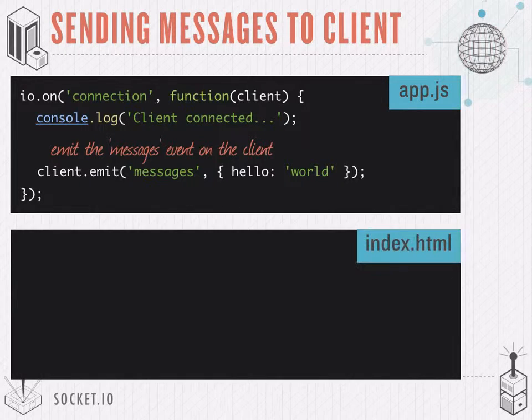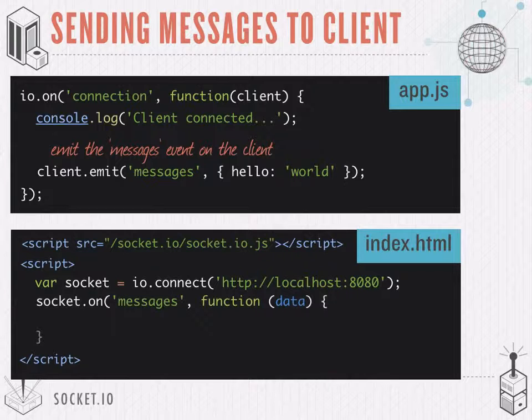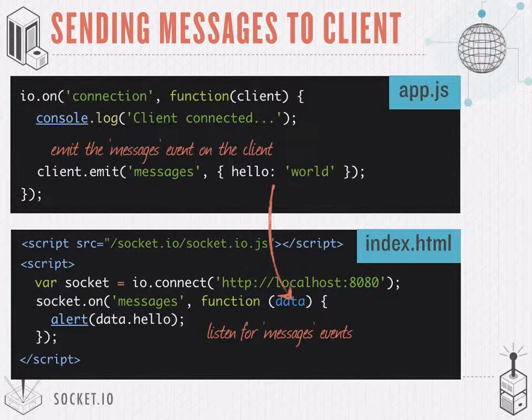Then, inside of our browser, we're going to listen for that messages event. When it gets called, we'll call alert, and then we'll have it alert with the data that it received, looking up the hello property, which has a value of world.